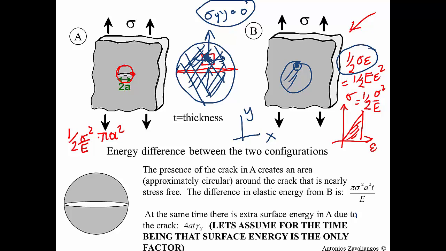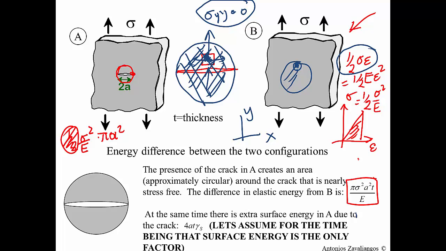but a precise analysis of the stress around a crack of this geometry actually shows that this kind of assumption is off by a factor of 2. So this estimate is a much more accurate estimate of the reduction of the elastic energy due to the presence of a crack of size 2a.